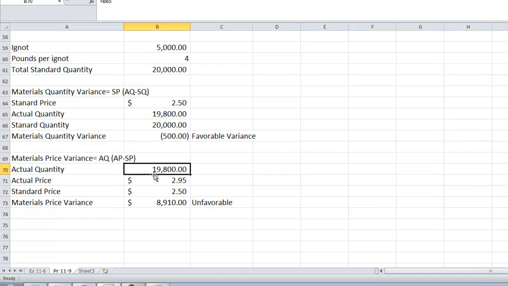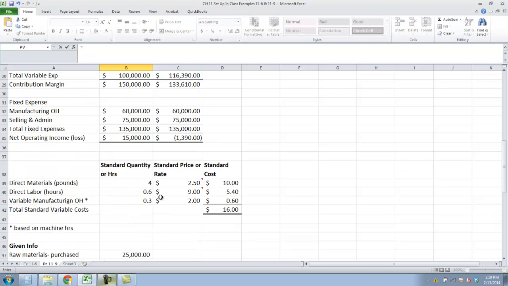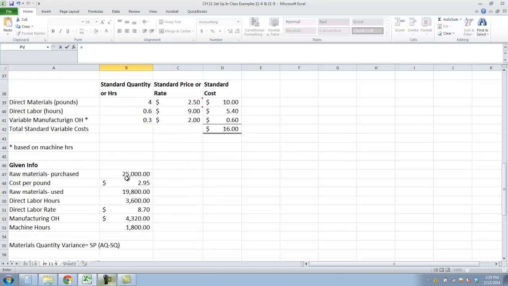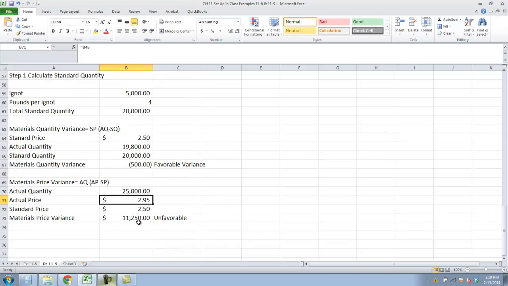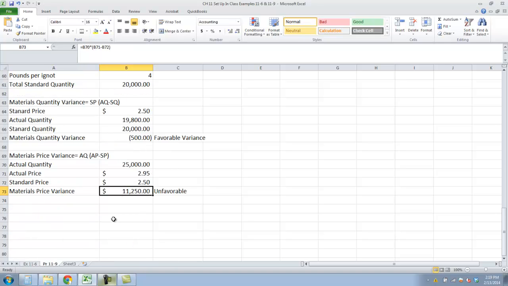But we actually purchased more materials than this. We purchased, because we didn't use them all, or we used them and they didn't go into it, 25,000 quantity. So I needed to change the actual quantity, because these were raw materials purchased, 25,000. So our materials price variance is 11,250.